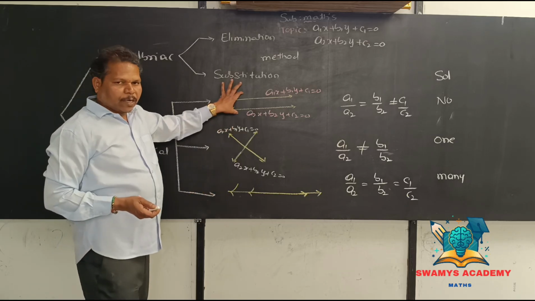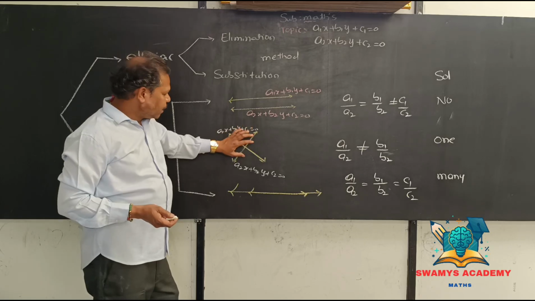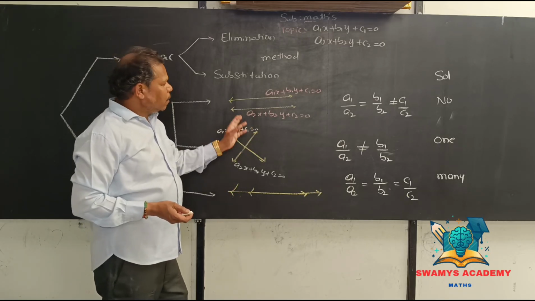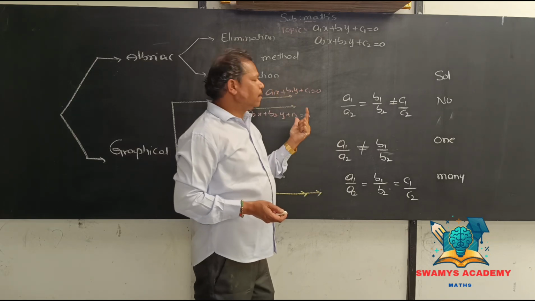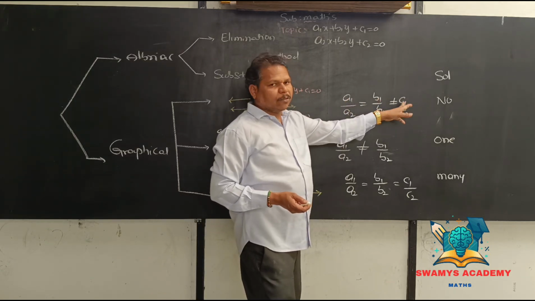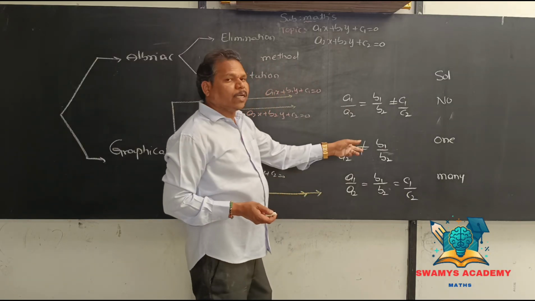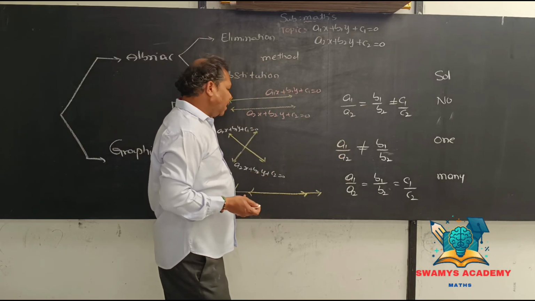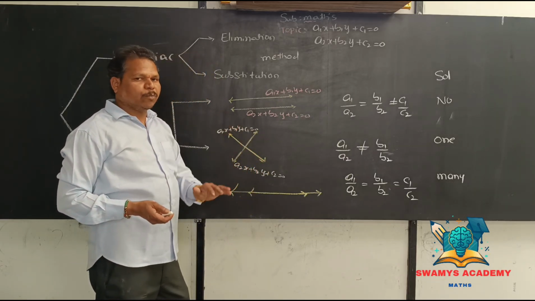Parallel means graphically we will get it like this. Intersecting at one point means it will look like this. And coincident here. So how to use this means the coefficients of x and y. A1 by A2 equals B1 by B2 but not equals C1 by C2. Here A1 by A2 not equals B1 by B2. And here everything will be equal, that is A1 by A2 equals B1 by B2 equals C1 by C2.